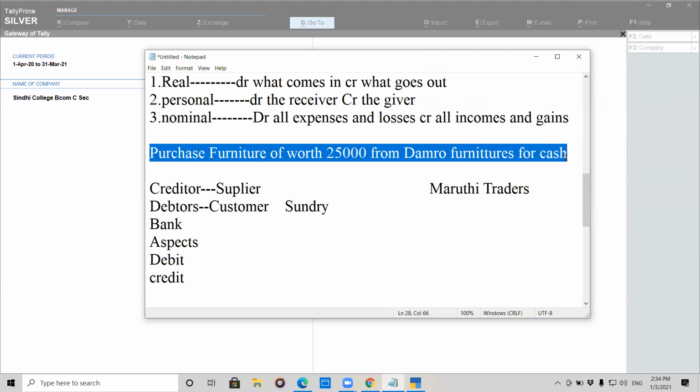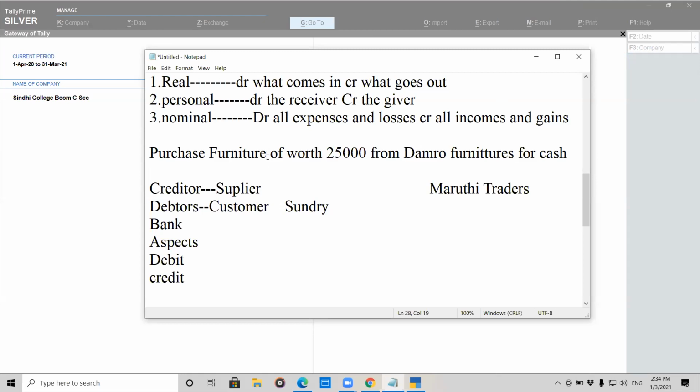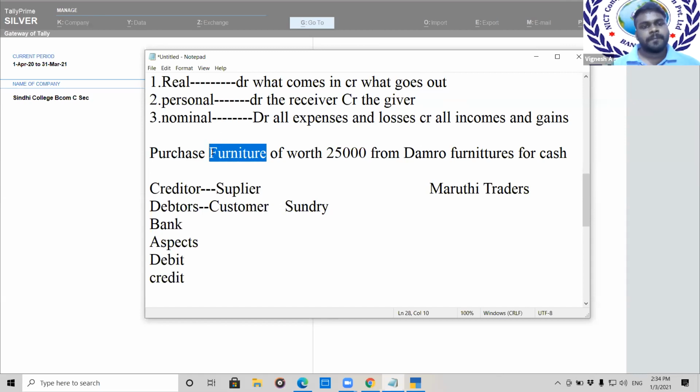Furniture account to cash account. Very good. Understand this: account to cash. Why is it furniture account? Why is it not purchase account? What is furniture for your company? Asset. Very good. What asset? Fixed asset. Very good.